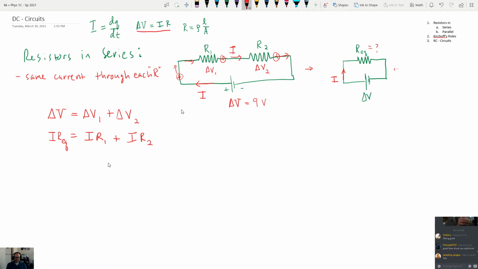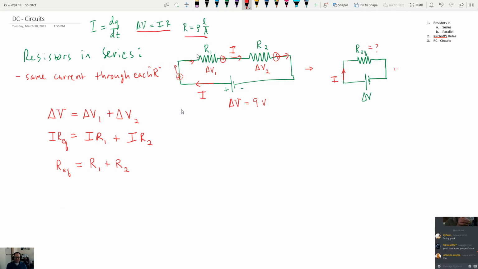And then kind of similar to the way this worked with capacitors, all the I's cancel out, and we end up getting that the equivalent resistance of two resistors that are in series ends up being the sum of those resistors. And this should make some sense, especially if you think about this equation right here.